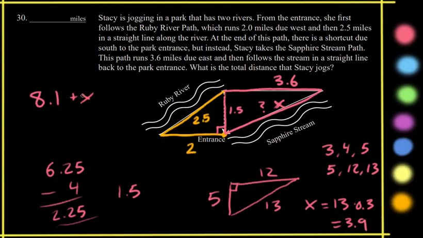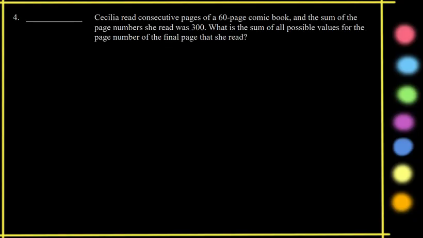And so now we can plug that in here. 8.1 plus 3.9 will give us our total distance that she jogged. And that is going to be 12. Sorry, 12. 8.1 plus 3.9. It's like 8 plus 4 if you take the 0.1 over here. So that's 12. 12 miles. Okay, that's the end of the sprint. Let's go ahead and move on to the target.